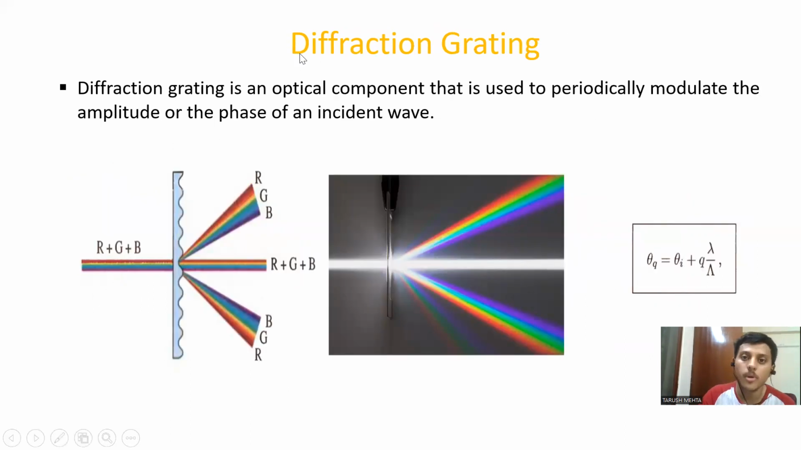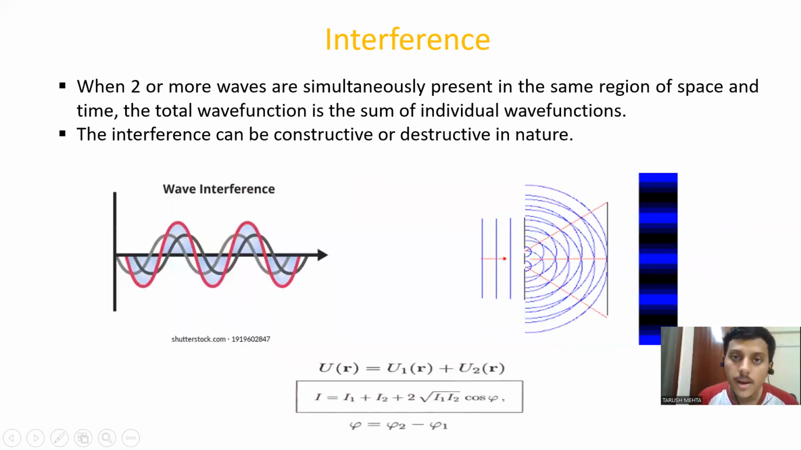One of the important optical components, the diffraction grating, works on this principle of diffraction. A diffraction grating is basically an optical component that is used to periodically modulate the amplitude or the phase of an incident wave. For example, if white light is incident on a diffraction grating, we can see that white light is made up of 7 colors, and each of these 7 colors has a different wavelength, so they get split out by this diffraction grating. And we can see all these 7 colors here. The next phenomenon, which could not be explained by ray optics, but could be explained using wave optics, is interference.